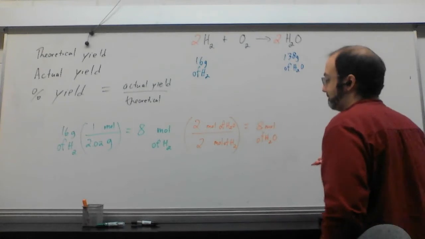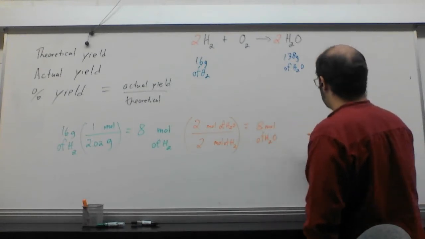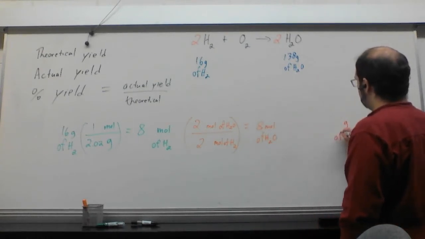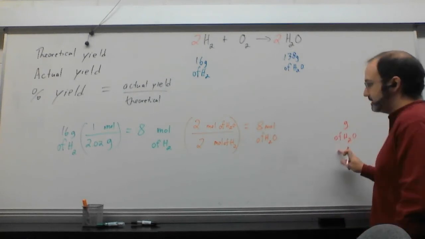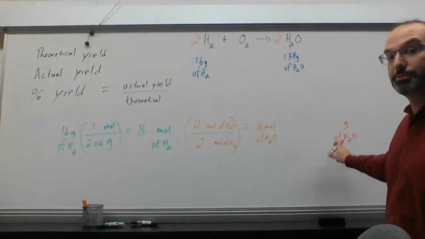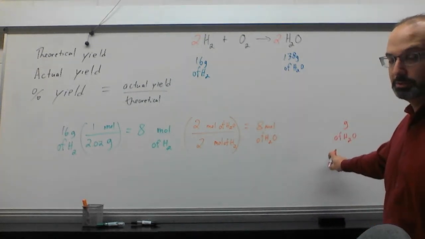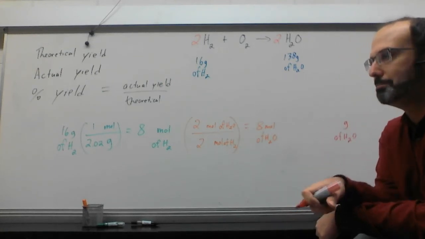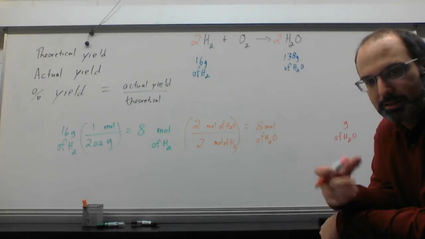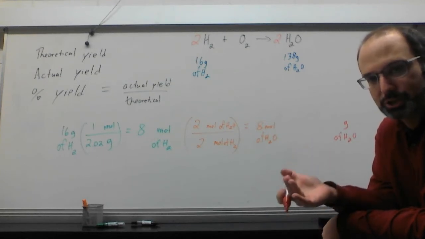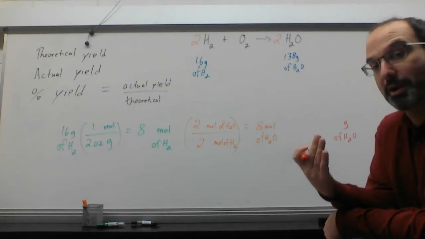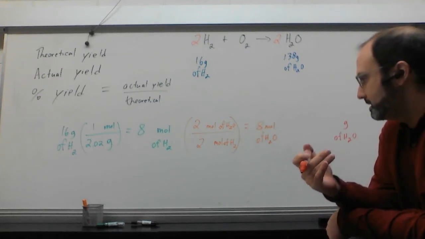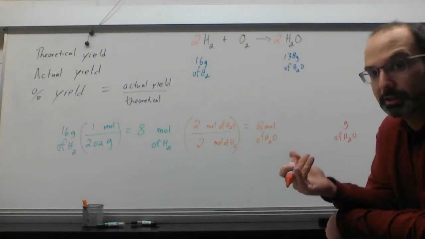Finally, we got our last step. We're going to convert from moles to grams of H2O. And these grams here that we're calculating, these will be our theoretical yield. Generally speaking, the way it works is that if it is measured in some way, then it's going to be an actual yield or an experimental yield. Whereas if it is calculated with a calculator, it's theoretical.